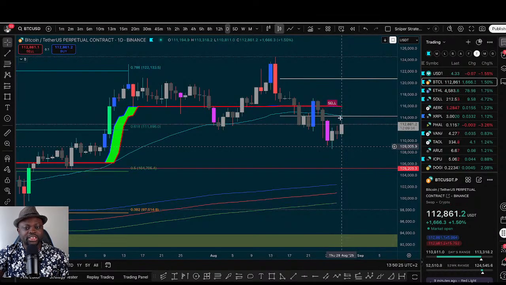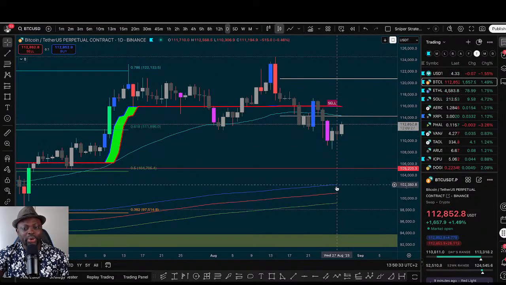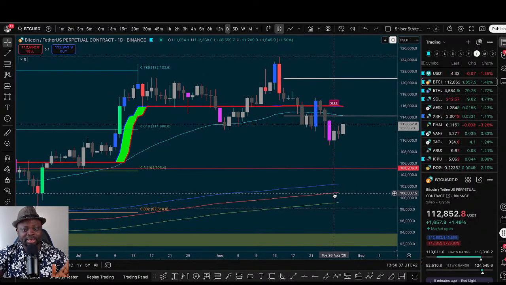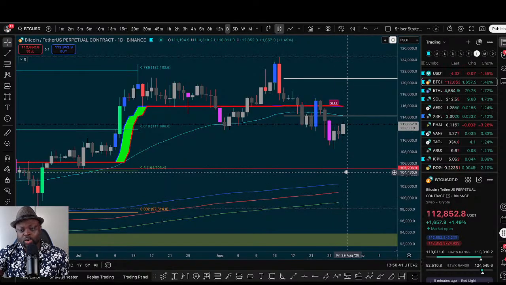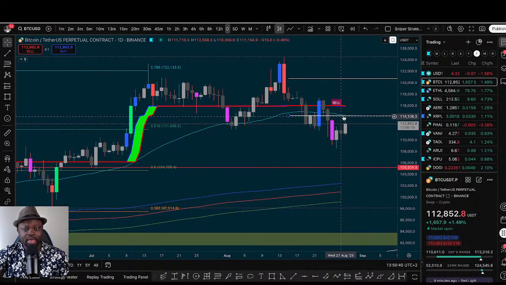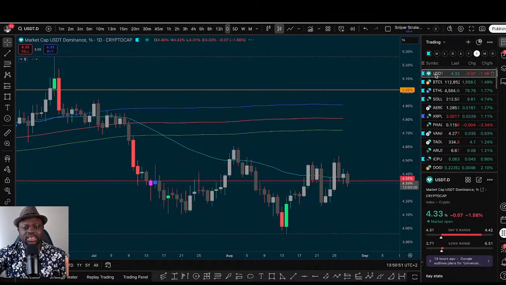So if we reject this moving average, we reject to close above it, then it means there's a high chance we are going straight down here to about 100K. I'm not saying we're going to go straight there, but of course, 105K is the target if we're not able to break and close above the 50-day moving average on the daily time frame. Now, when you go to dominance, let's see what is going on there.